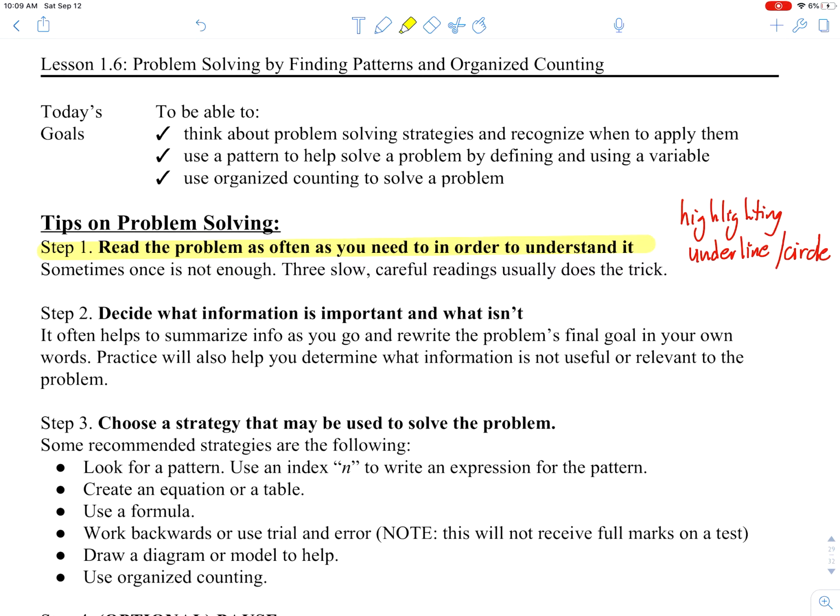Step 2, decide what information is important and what isn't. So these two are totally linked together, right? So it's going to be that same type of thing. Read through it and highlight, underline, circle.